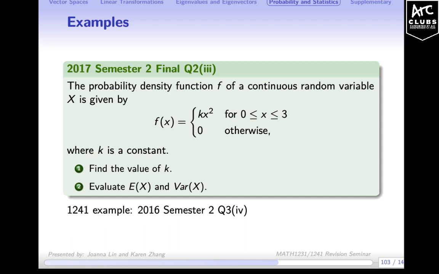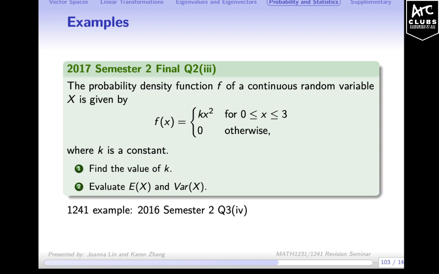It just says, if you're given the probability density function below, you're expected to find either the value of k, or you'll be asked to find the cumulative distribution function, right? In this question, you're asked to find the value of k, and also to evaluate the expected value and the variance. I have a 1241 example listed below. If you check out the 2016 paper, it's also on probability distribution functions, but it is a little bit different. So if you want a taste of what 1241 would be like, try and attempt that question.